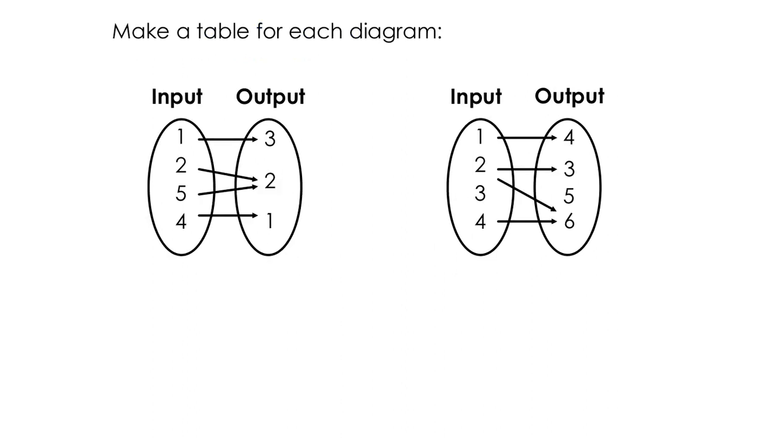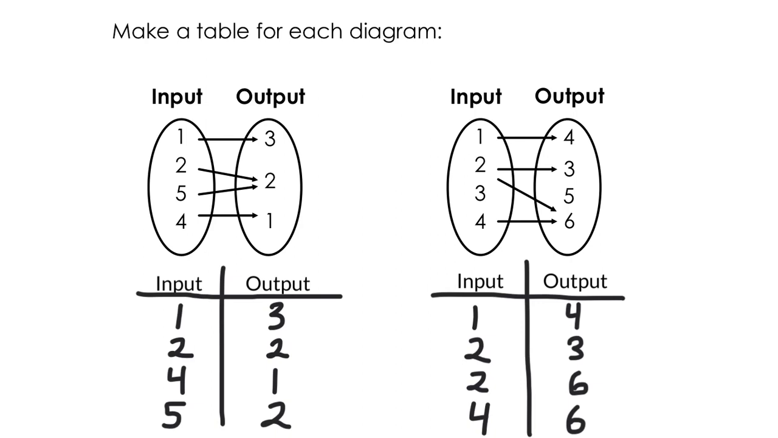Now we can go the other way too. Instead of turning a table into a mapping diagram, we can turn a mapping diagram into a table. Like this. Input 1, 2, 5, 4. I just reordered it. Input 1, 2, 4, 5. I put it in order from lowest to highest. Make sure your outputs match the input. 1 maps to 3, so 1, 3, 2, 2, 5, 2, and 4, 1.